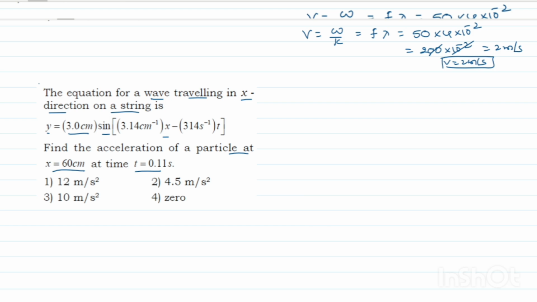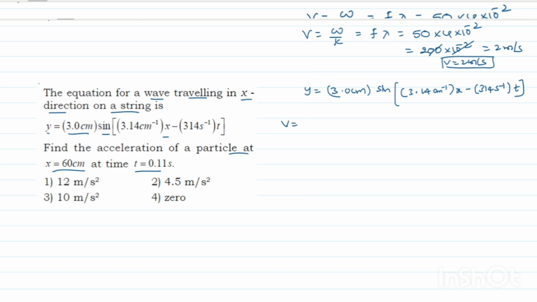So we need to differentiate this function, students. Let us first see how to calculate the velocity and acceleration. Here y is given as 3 centimeter into sine of (3.14 per centimeter into x, minus 314 per second into t).